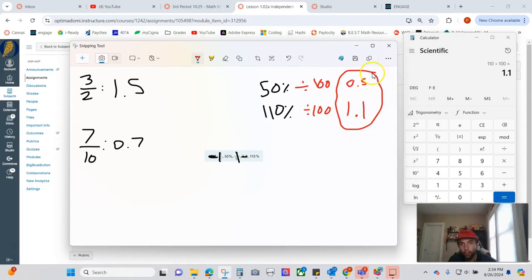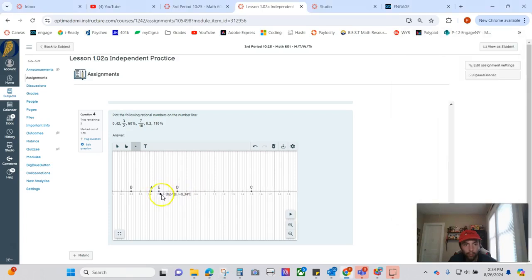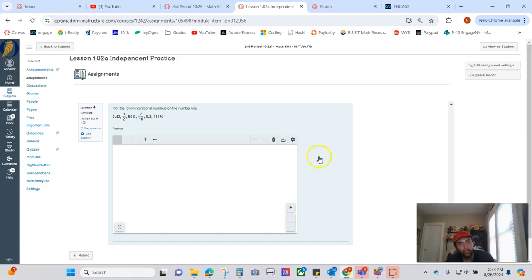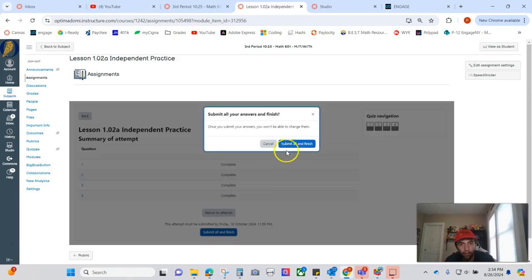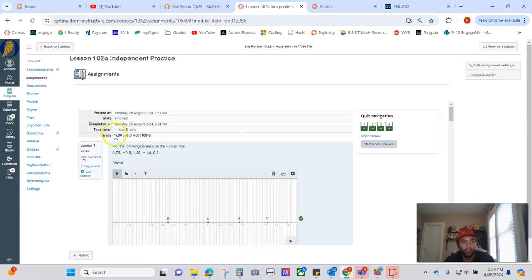Now let's plot both of these points, 0.5 and 1.1. Let's check our work. Hey, nice. And when you're finished, click that blue finish button, then click submit all and finish, and submit all and finish again. When it tells you your score, then you are finished.